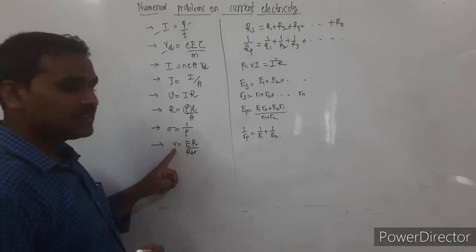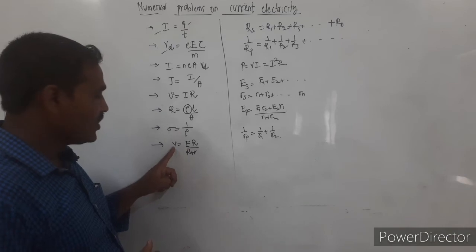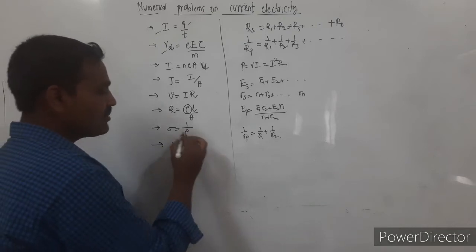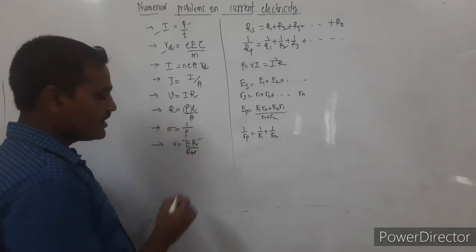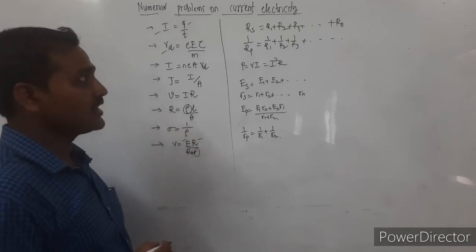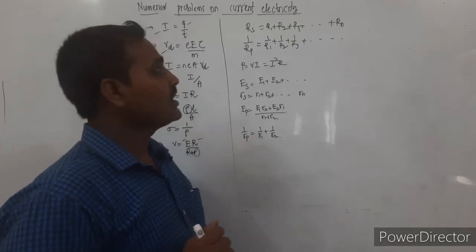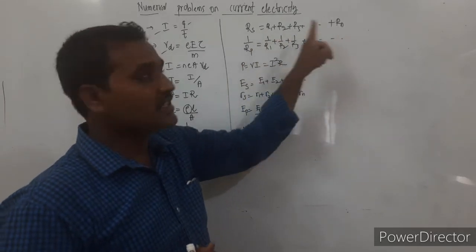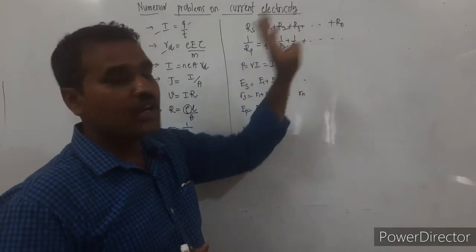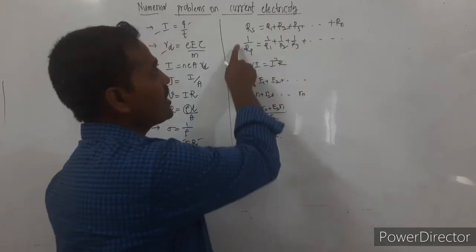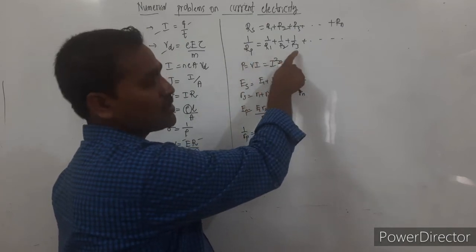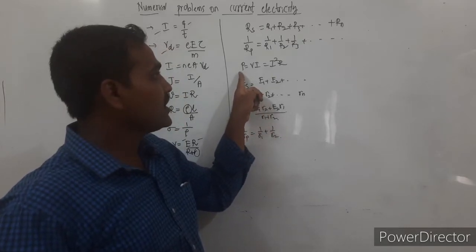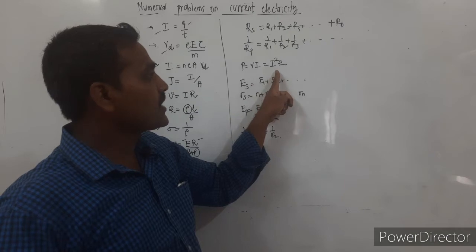Then the terminal potential of any cell is given by V is equal to capital E R divided by R plus small r, where E is the EMF of the cell, R is the external resistance, and small r is the internal resistance of the cell. Then for the combination of resistors, for series combination, the effective resistance is the sum of individual resistances, that is Rs is equal to R1 plus R2 up to Rn. For the parallel combination, 1 by Rp is equal to 1 by R1 plus 1 by R2 plus 1 by R3 and so on. The power dissipated in the resistor is given by P is equal to V into I, that is equal to I square R.